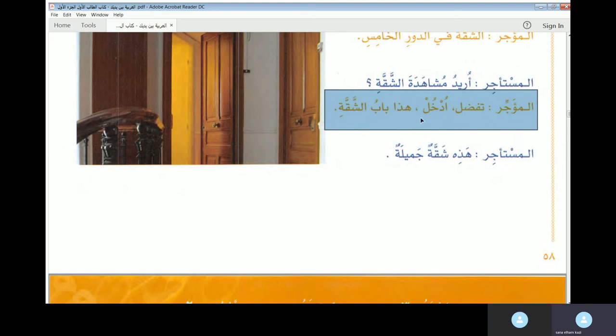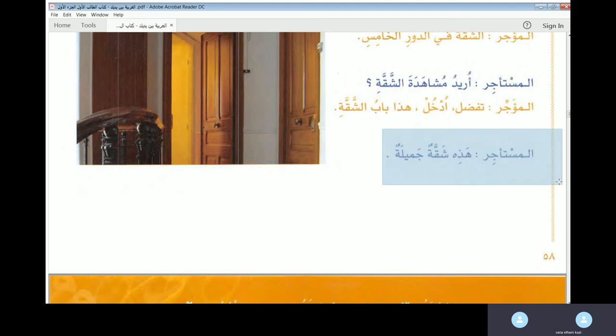So udkhul means enter, right? Yes. Tafaddal means come, but its main meaning is please. We say tafaddal to give someone respect. Udkhul is fi'l amr, imperative tense. Just enter. If you want to say you enter, maybe dakhalu, then you will say udkhul. Okay.